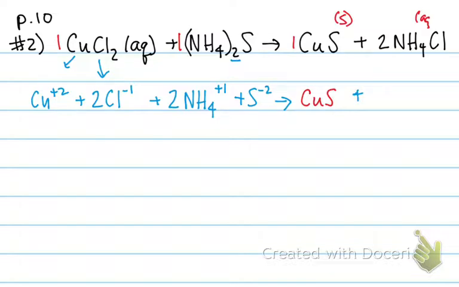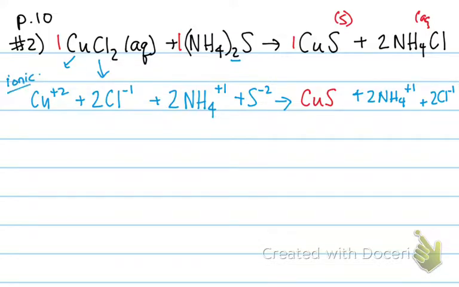And ammonium, there's 2. And there's also 2 chlorines because the coefficient is 2. Okay, so this is my overall ionic right here.